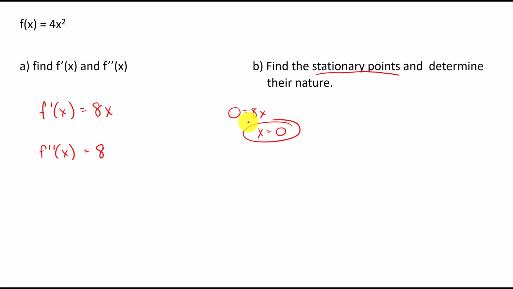That's my stationary point. Because my second derivative is always positive, it can't change. There's no variable to plug in next to it. It's always positive, so f of x is going to be concave up. It's going to look like this for all values, so this must be a minimum. Okay?